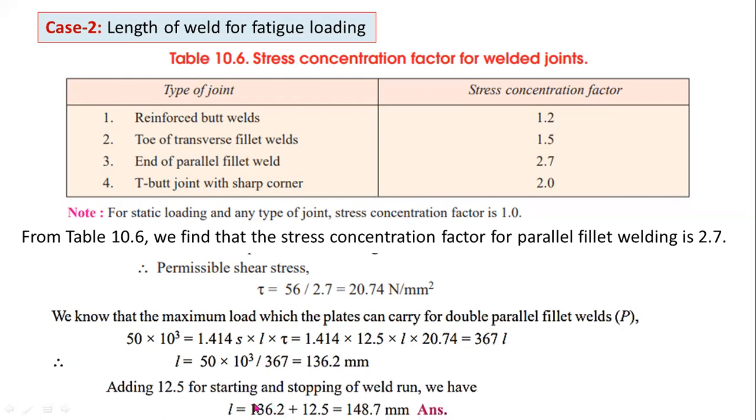After that, you have to add the 12.5 mm for starting and stopping of the weld run. The total length of the parallel fillet weld L equal to 136.2 mm plus 12.5 equal to 148.7 mm. This is the final answer for this problem.